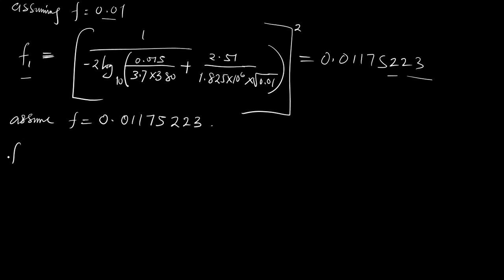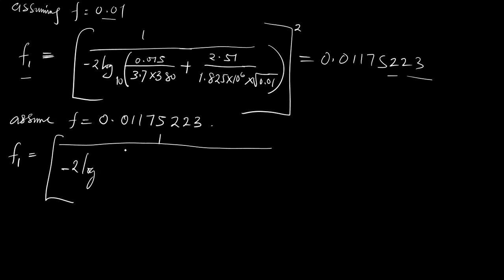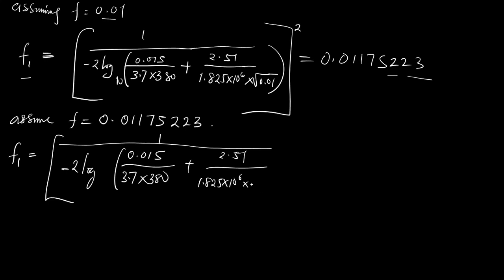Now f1 will now be equal to 1 all over minus 2 log, bracket open, 0.015 divided by 3.7 times 380 plus 2.51 divided by 1.825 times 10 raised to power 6 divided by the square root of 0.01175223, squared, equal to.